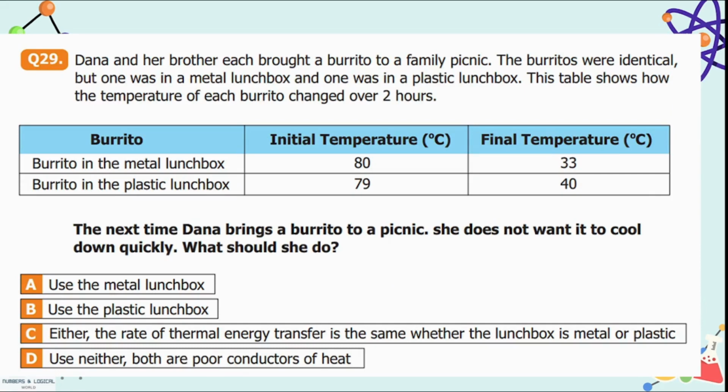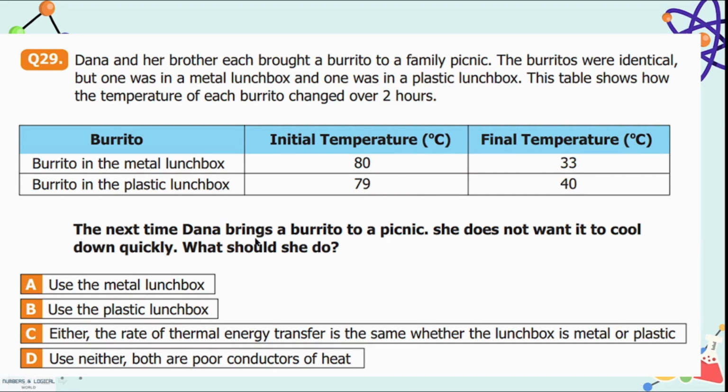Question number 29, Dana and her brother each brought a burrito to a family picnic. The burritos were identical, but one was in a metal lunchbox and one was in a plastic lunchbox. This table shows how the temperature of each burrito changed over 2 hours. The burrito in the metal lunchbox, the initial temperature was 80 degrees Celsius and the final temperature was 33 degrees Celsius. Burrito in the plastic lunchbox, the initial temperature is 79 and final is 40 degrees Celsius.